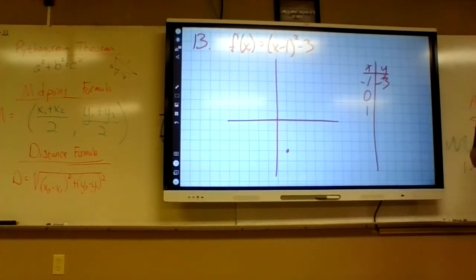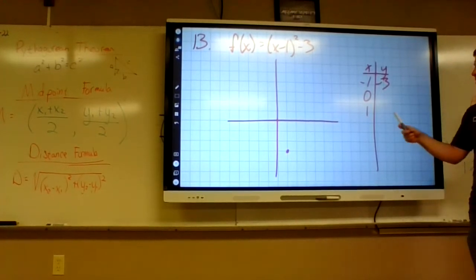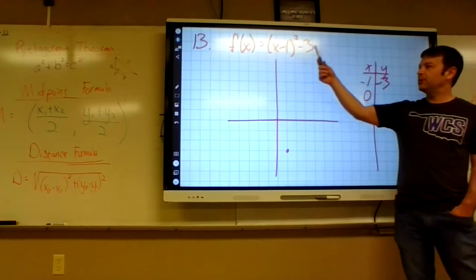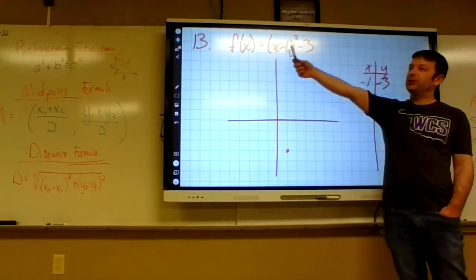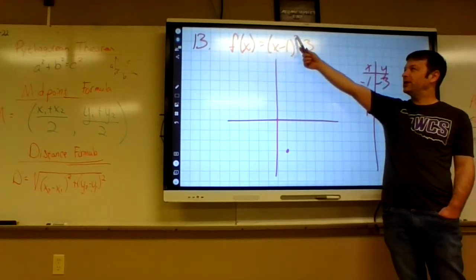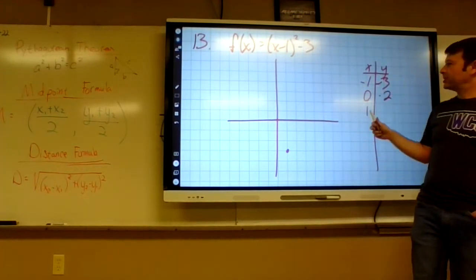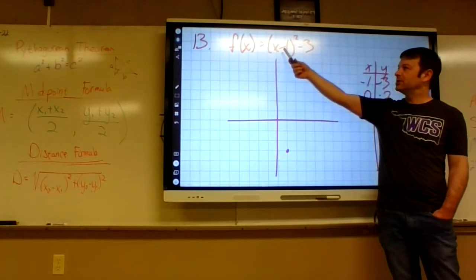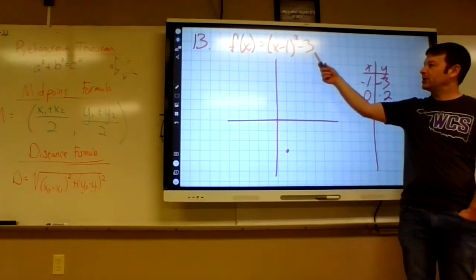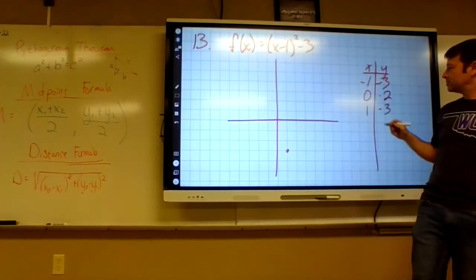Those will be good. We could also have done like -2, -3, but negatives are usually a little more tricky for our brains. So if I plug in 0, 0 minus 1 is -1, squared is 1, minus 3, -2. If I plug in 1, 1 minus 1 is 0, squared, 0, minus 3, -3.